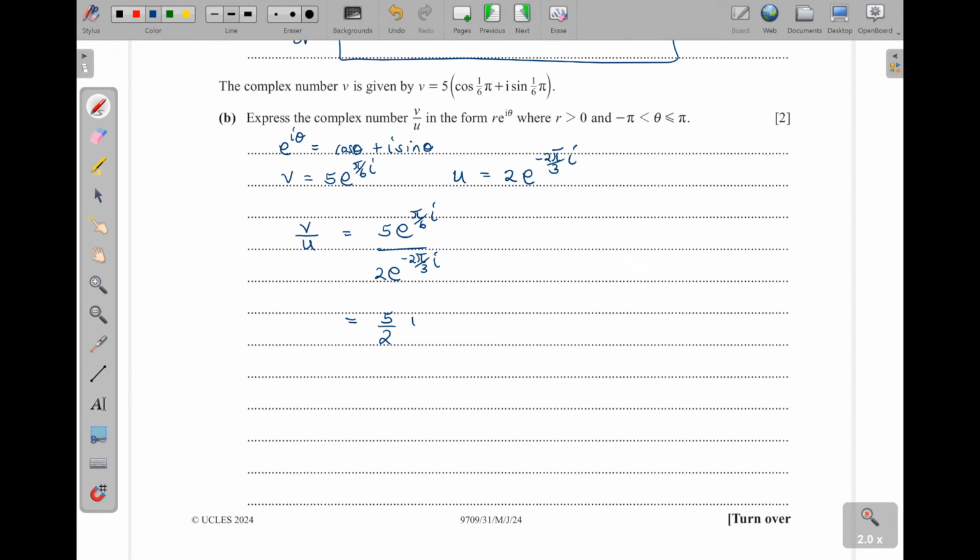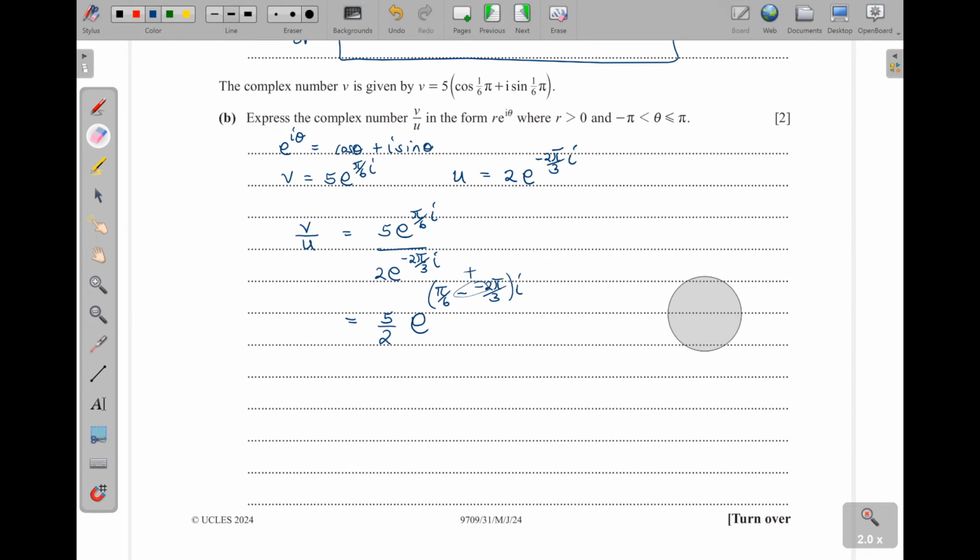Using the rules of indices, this will be e to the power of (π/6 minus (-2π/3)) times i. All of these have got an i on them. Now 1 over 6, this one is going to be a plus. So what is 1/6 plus 2/3? I can just multiply this one by 2 such that they have the same denominators. So I will have 1/6 plus 4/6. So 1 plus 4, you get a 5.